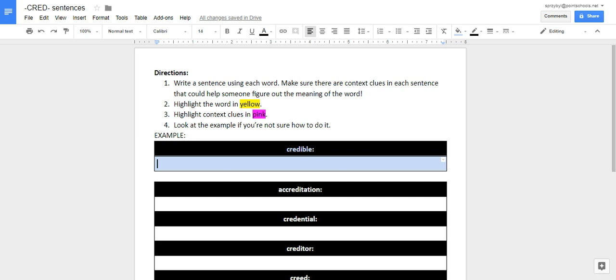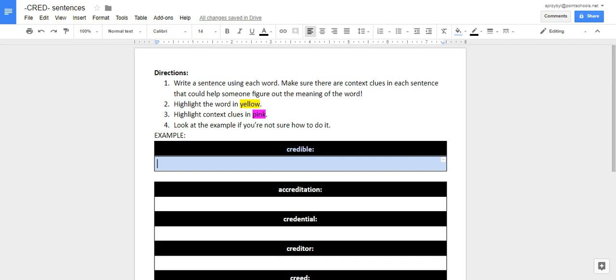All right, next thing you need to do is to write sentences using all of your CRED words, okay? I'm going to go through the directions here, and we're just going to do a quick example, and then you will do the same thing for all 6 of our CRED words. Cool? Cool. All right. So let's look at the directions. It says write a sentence using each word. Easy enough. Don't just copy from the internet. We'll know if you do.